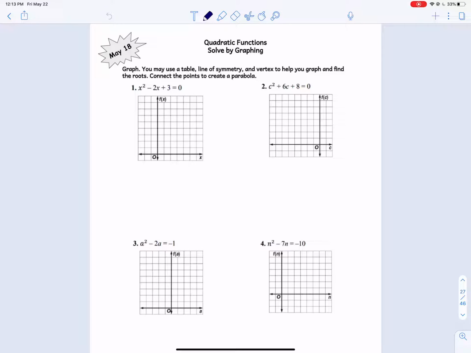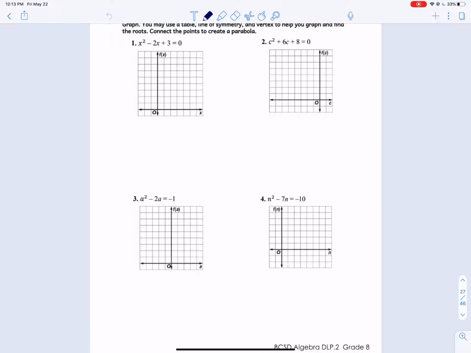Okay, so this is going to be the third week of the Algebra distance learning packet, May 18th through the 22nd. And we are continuing with quadratic functions. And again, I'm not going to do all the problems, but I will go through some of the ones that I think might be troublesome.